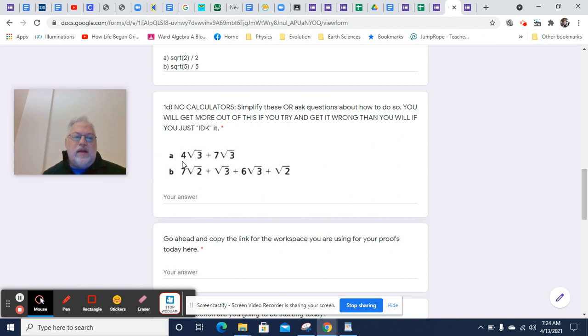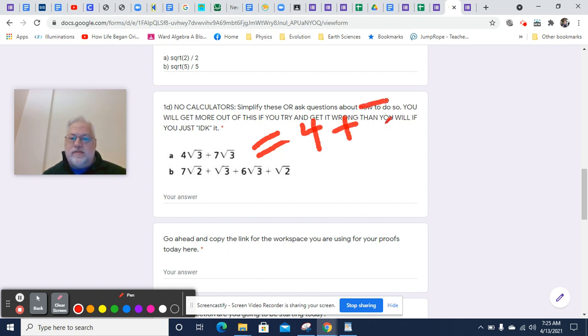So now the last one, we're going to borrow a tool from like terms. So 4 times the square root of 3 plus 7 times the square root of 3. One way you can think of this is I've got 4 square roots of 3 and 7 square roots of 3, which means I have 4 plus 7 square roots of 3. So you could think of this as the distributive property. This could end up being 4 plus 7, all times the square root of 3, and we can simplify 4 plus 7. That's just going to be 11 root 3.